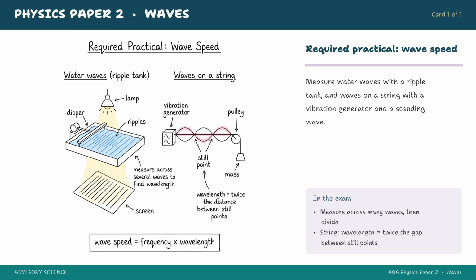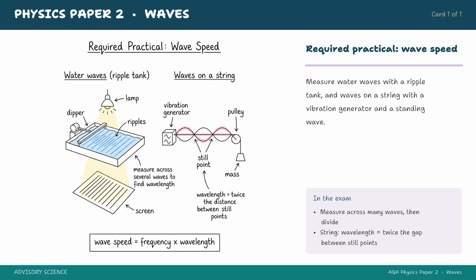For waves on a string, run a string from a vibration generator over a pulley with a mass to keep it taut, and turn up the frequency until a clear standing wave appears with still points. The wavelength is twice the distance between two still points. Read the frequency of the generator and use the same equation. In the exam, always measure across many wavelengths and divide, never just one. It cuts your percentage error right down.